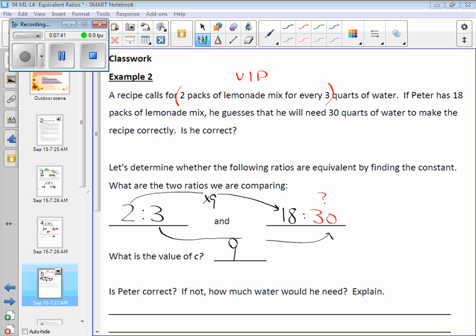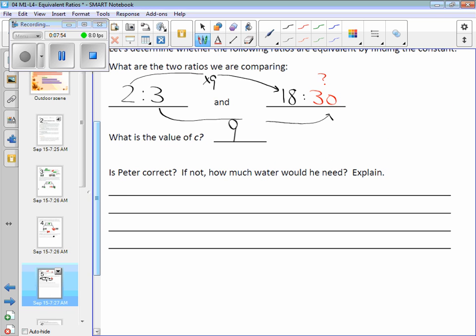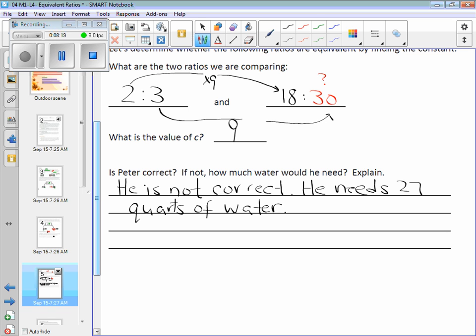We don't want to change this part of the ratio. We need to change this part of the ratio. 27. Right. He would need then 27 quarts of water. Quarts or cups? Quarts. Okay? So therefore, he is not correct. He being Peter, he would need 27.